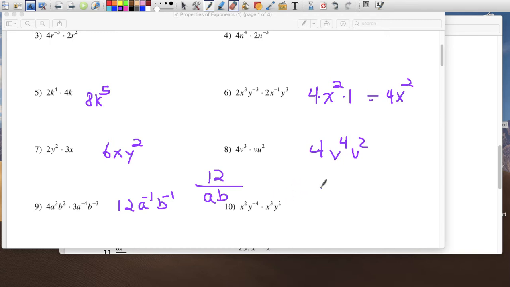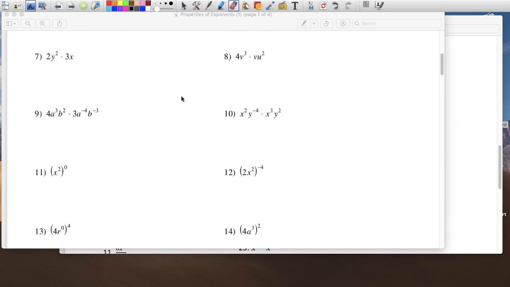final answer. This one, x, okay, keep the base, add the exponents, so it's going to get x to the 5th power. And y, negative 4 plus 2 is negative 2. Again, I'm going to change that to x to the 5th, y to the 2nd. Okay. Why is this not deleting? Clear. So here we go.